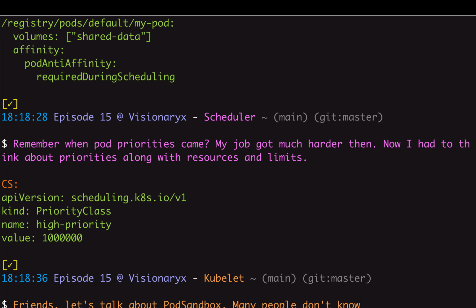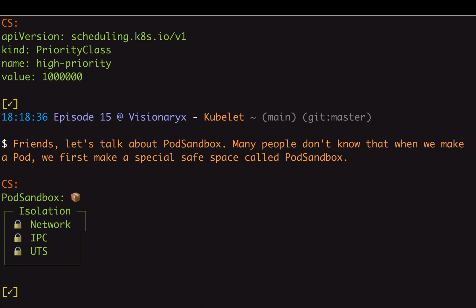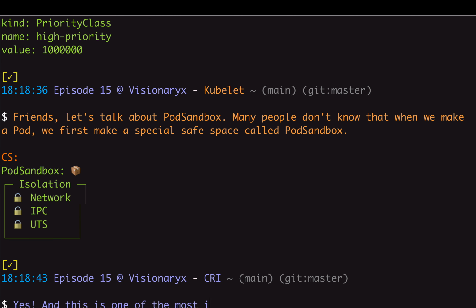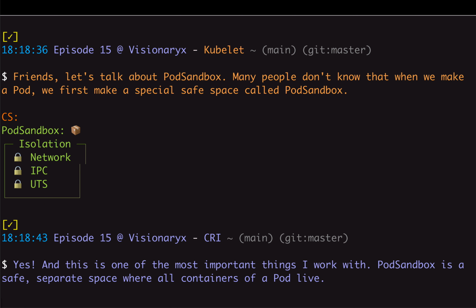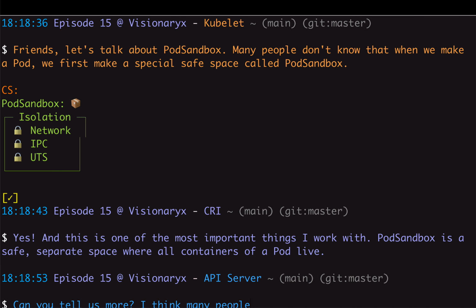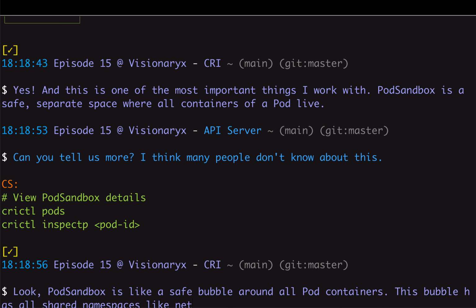Friends, let's talk about Pod Sandbox. Many people don't know that when we make a pod, we first make a special safe space called Pod Sandbox. Yes, and this is one of the most important things I work with. Pod Sandbox is a safe, separate space where all containers of a pod live. Can you tell us more? I think many people don't know about this. Look, Pod Sandbox is like a safe bubble around all pod containers.